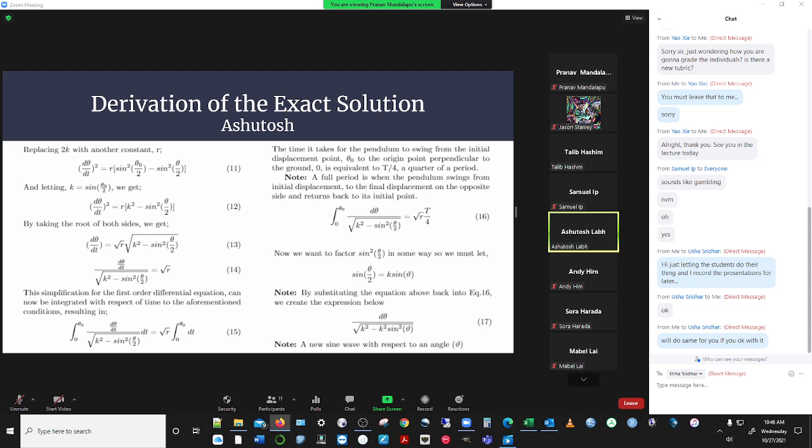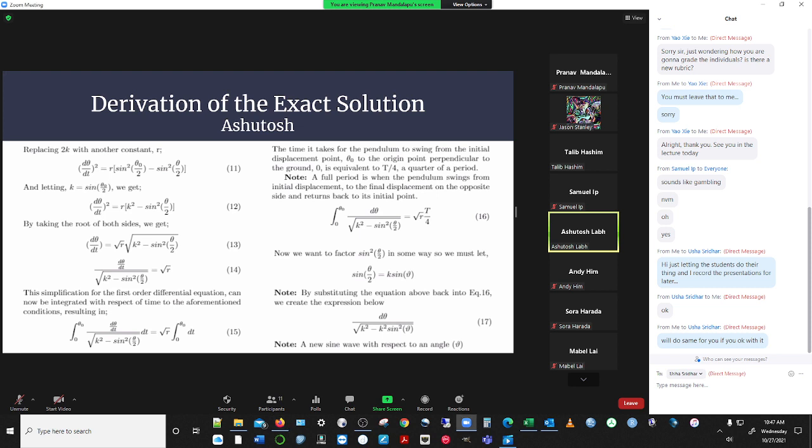Now we basically have equation 16. So that's where you get T on 4, and this becomes our main equation that we have to integrate to find our exact solution. So what we do from here is that we look at the square root sign. We look at what we need to integrate, and we see that there is sine squared theta over 2. And what we've decided to do is that we name sine theta over 2 into k sine var theta.